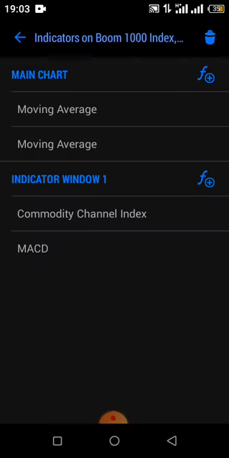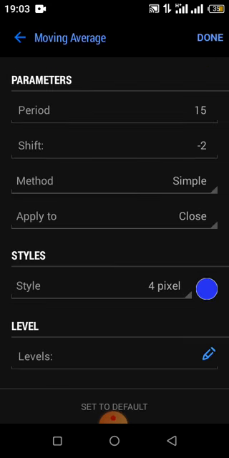Number one, let us see how we can set up these indicators. We have two moving averages, the Commodity Channel Index, and the Moving Average Convergence Divergence, abbreviated MACD. Let us look at the first moving average, which has period 15, shift -2, method simple, apply to close, style 4 pixel, and the color should be blue.